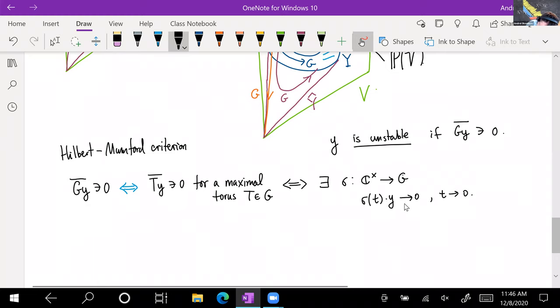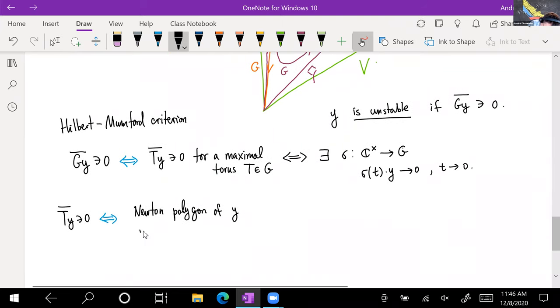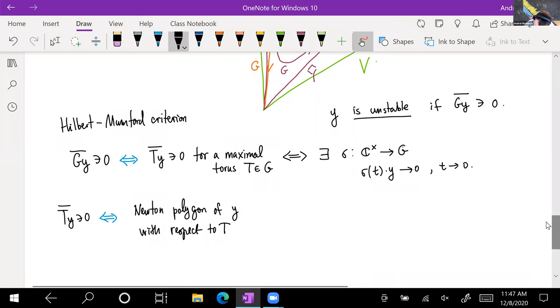And this you can explain geometrically actually very nicely. So if I have a torus, how do I know when the closure of an orbit contains zero? Well, this is if and only if I look at the Newton polygon. So I take the Newton polygon of the vector Y with respect to the torus, which is to say, this is the convex hull of weights that appear in the expansion of Y.